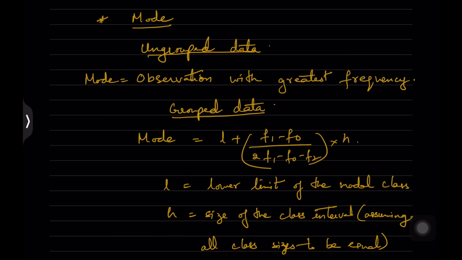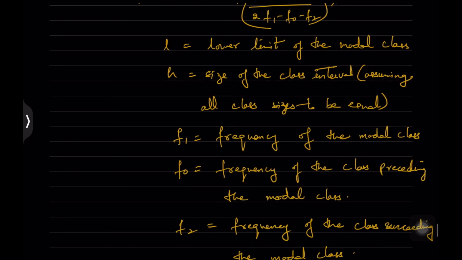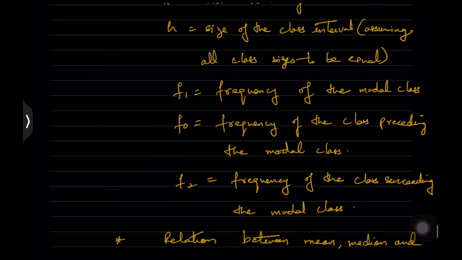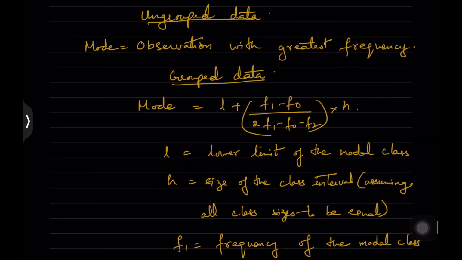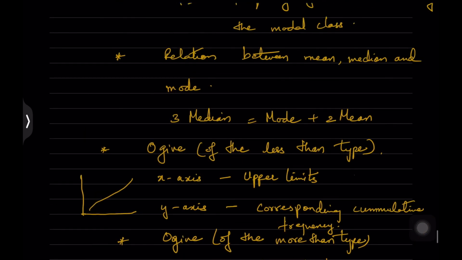Now next, grouped data. For grouped data, what is the formula we use? Mode is equal to L plus (F1 minus F0) divided by (2F1 minus F0 minus F2) into H. Here L is the lower limit of the modal class, H is the size of the class interval, assuming all class sizes to be equal. Then F1 is the frequency of the modal class, F0 is the frequency of the class preceding the modal class, F2 is the frequency of the class succeeding the modal class. So this is all the formula which you have. You have to learn those formulas by heart.